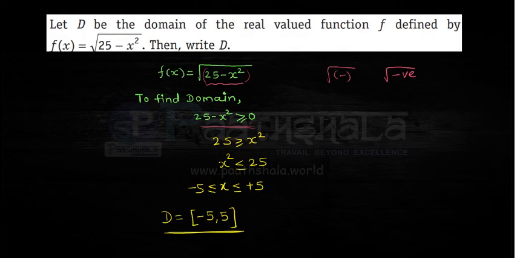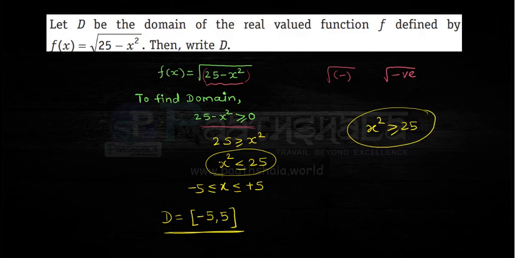Here we can see we have taken the square root, that's why we got minus 5 to 5. Let's say if x square is greater than or equal to 25. In this case, what happens? If we take the square root, then we will get the domain as minus infinity to minus 5, union 5 to infinity.